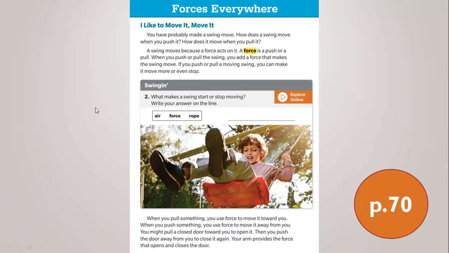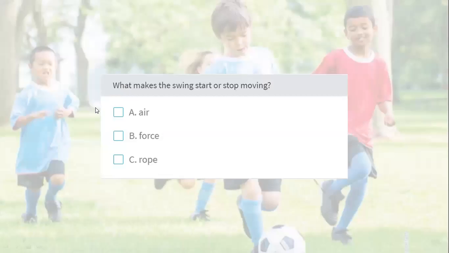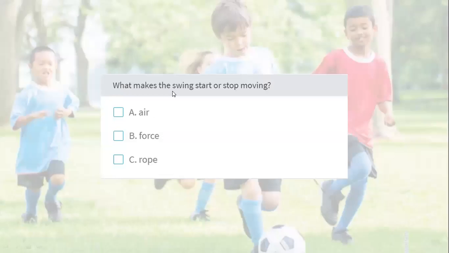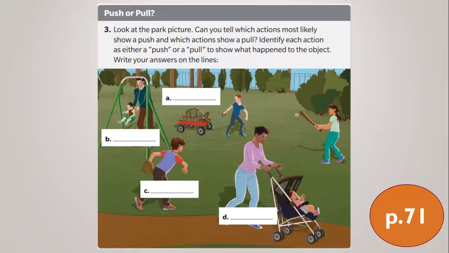So here, what makes the swing start to move? Is it air, force, or rope? Excellent, it's the force. The force makes the swing move. Exactly, the pushing force. When you push the swing, moving it away from you, it moves. So what makes the swing start to move or stop? It's the force. Here we have different forces and we have to label each either push or pull.